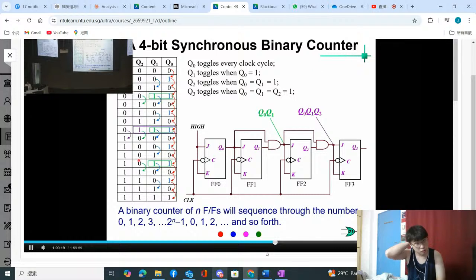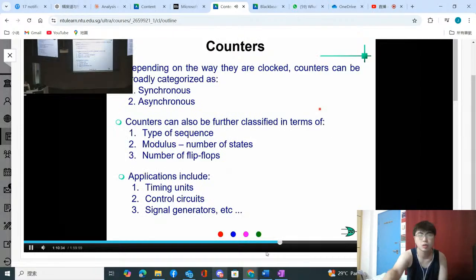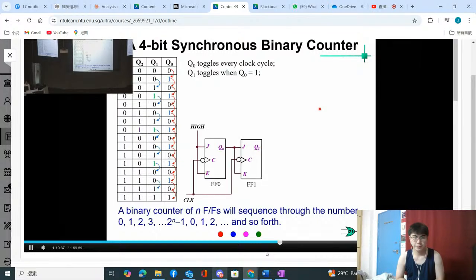So can you tell me what is the modulus for this particular counter? Modulus what? No, we have 16 states. Number of state variables or number of flip-flops, and the modulus.